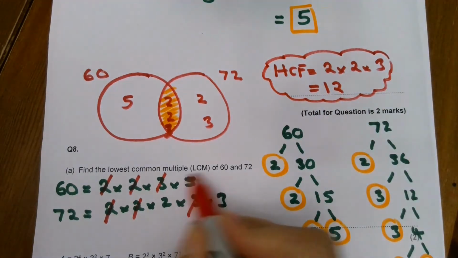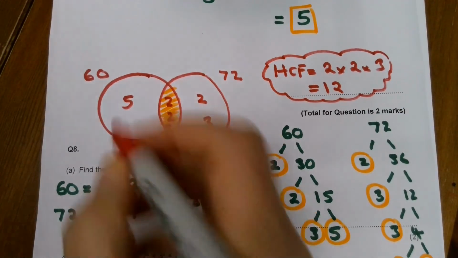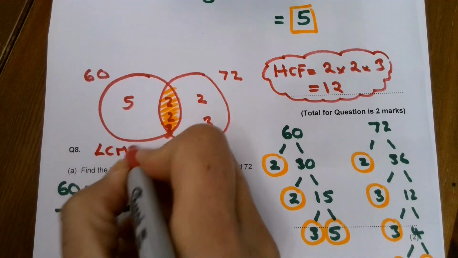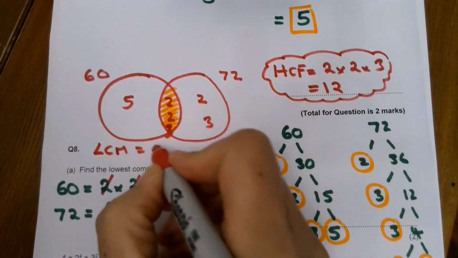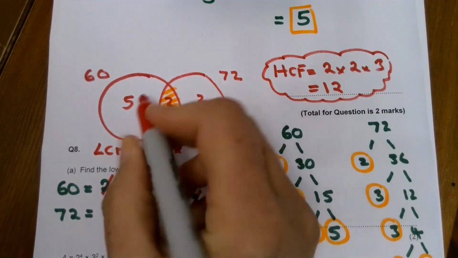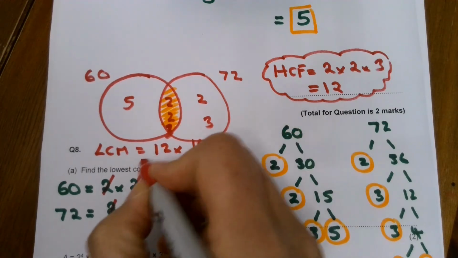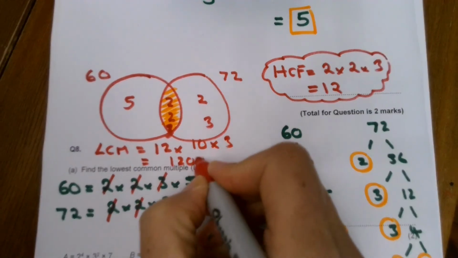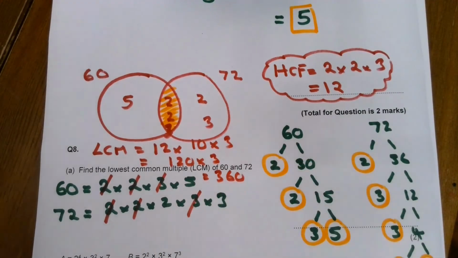However, here you're asked to find the lowest common multiple. Right, the lowest common multiple is you times all the factors together that you've got here. So I've got 12 in the middle, 5 times 2 times 3. Well, 5 times 2 is 10 times by 3. So I've got 120 times 3. So I've got 360 as my LCM.